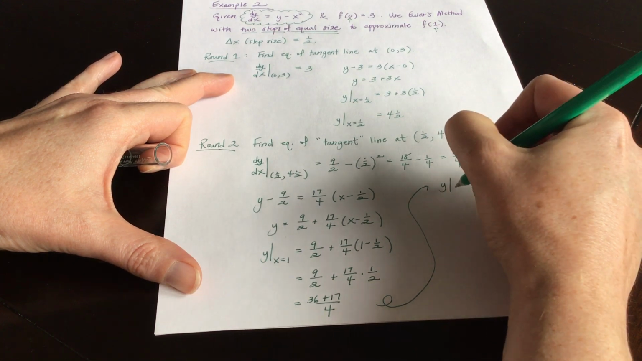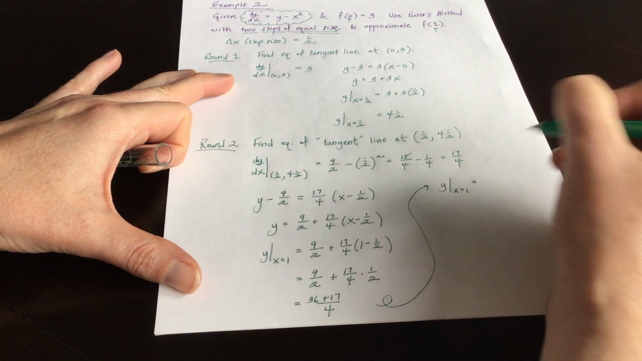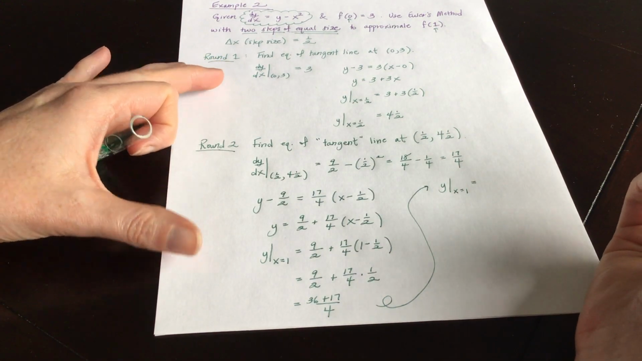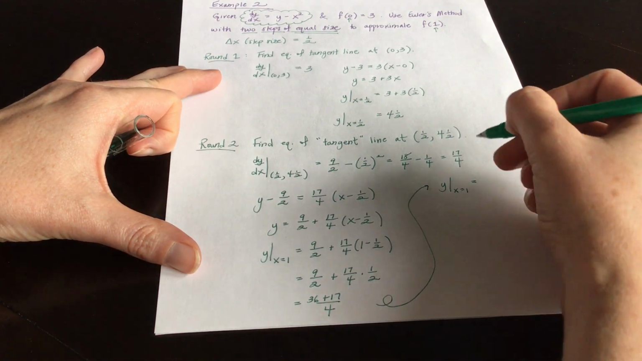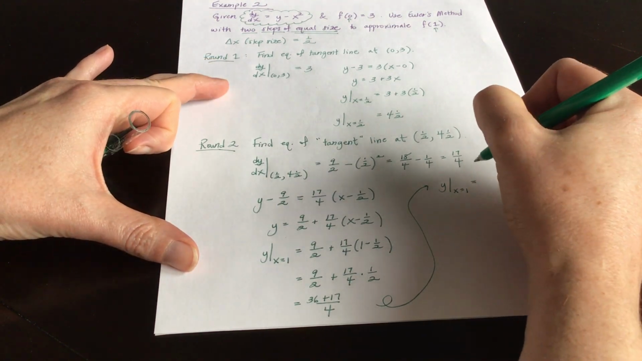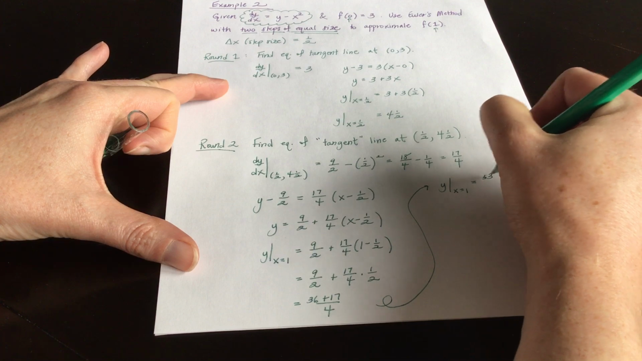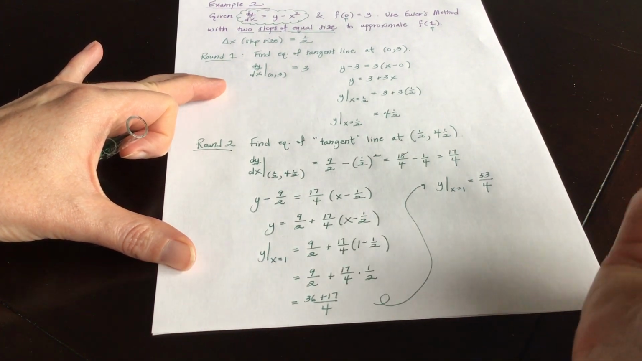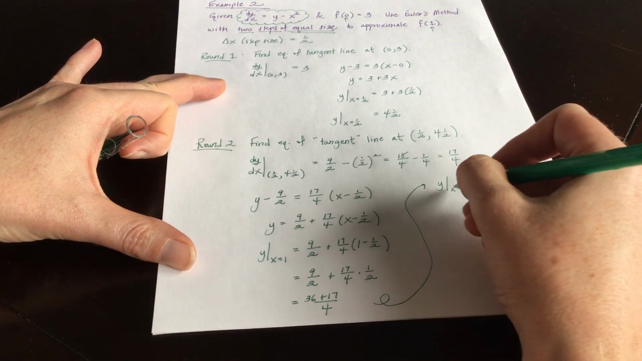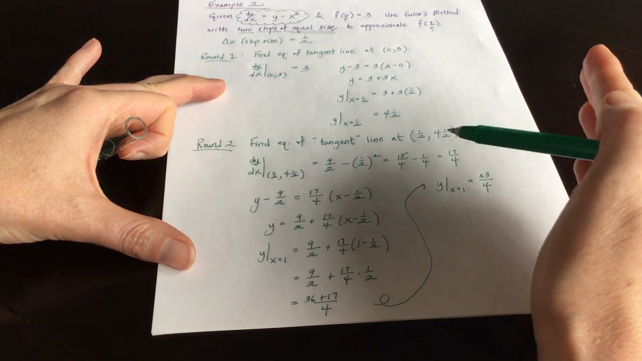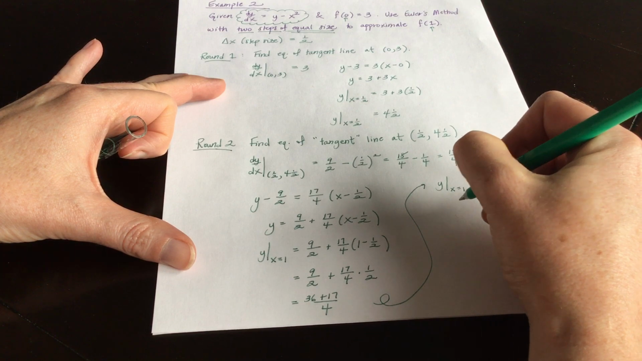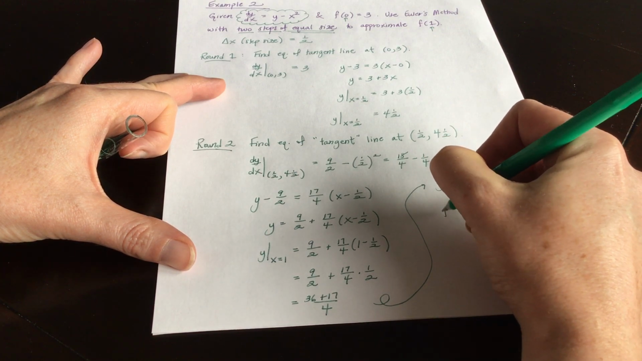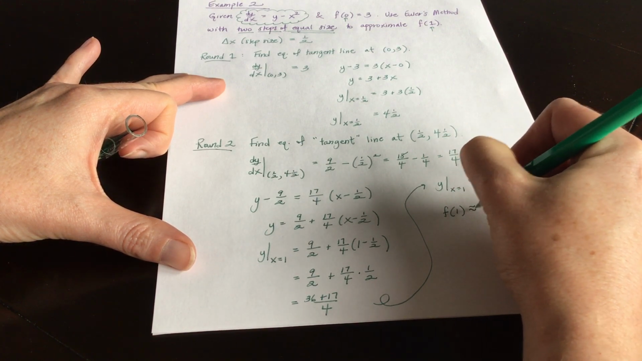So y, when x is 1, would be, what is that? 53 over 4? Or 53, yeah, 53 over 4, looks like. Okay, so final answer, this is on that second line graph. So it's not f of 1, but it's probably pretty close to f of 1.